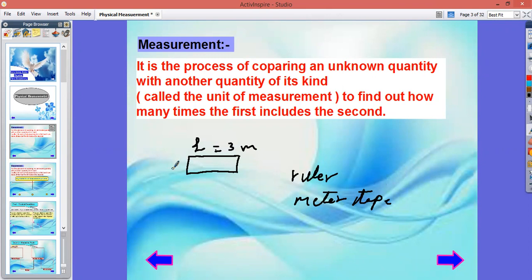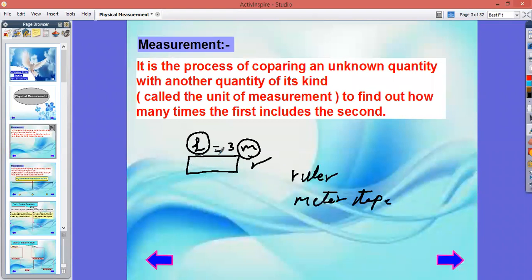Okay, now what will happen? We need to measure the length of this table. So what is the meaning of measurement process? It is the process of comparing between a known quantity, the length is a known quantity, and another quantity of its kind. Why? If I wanted to measure the length of the table, I will say it equals 3 meters, not 3 centimeters, for example. I can't say it equals 3 kilograms or 3 seconds, and so on. So I use a measuring unit of the same kind of physical quantity, which is a length.